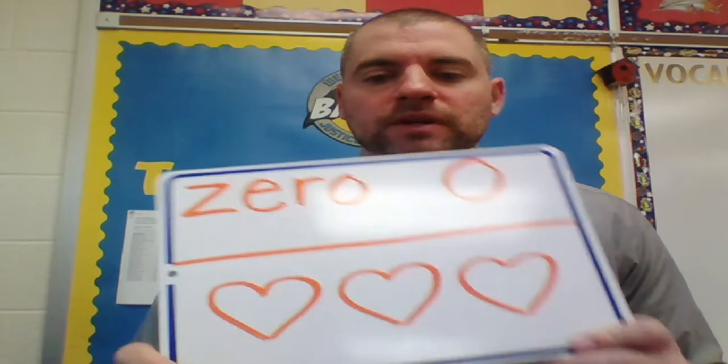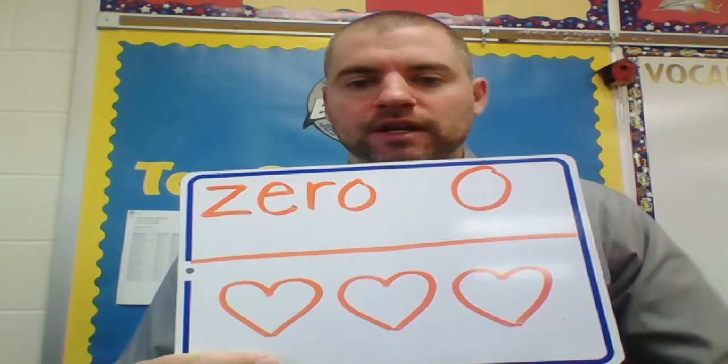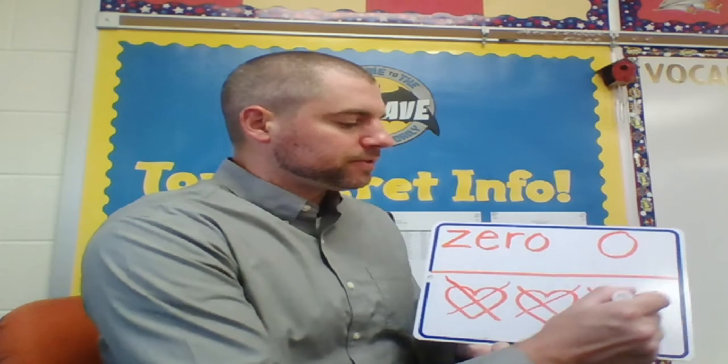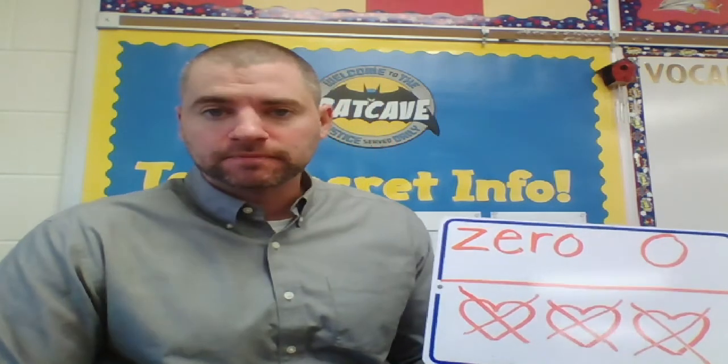So in today's lesson, when we talk to Mr. Mouse and do a little practice, what we're going to see is what happens if we start with a number, like how I am starting with three hearts. And we're going to see what happens if all of those things get taken away. So I'm putting X's through these to show that they're taken away.